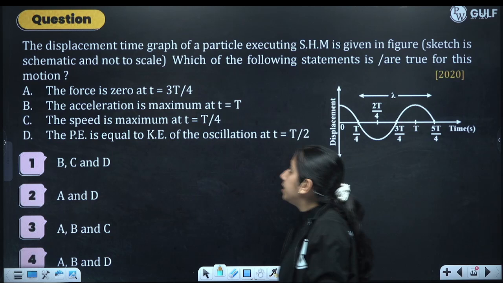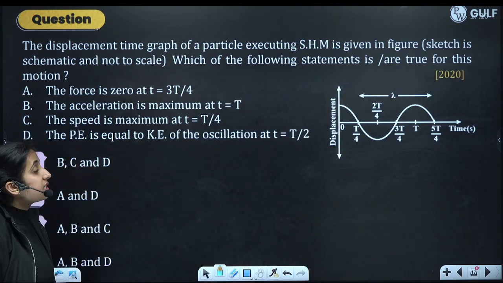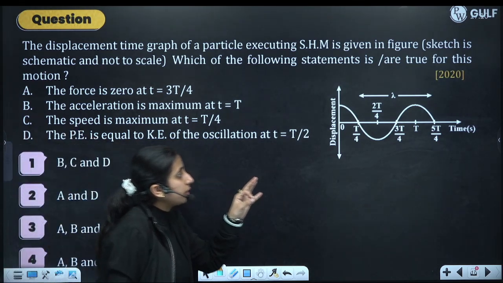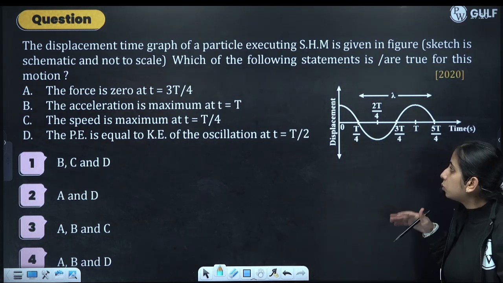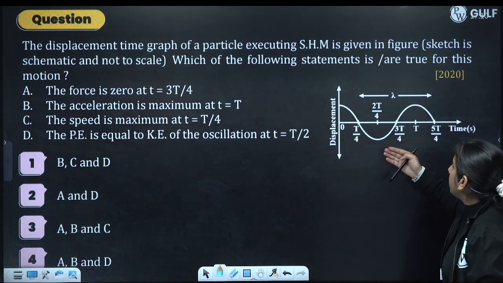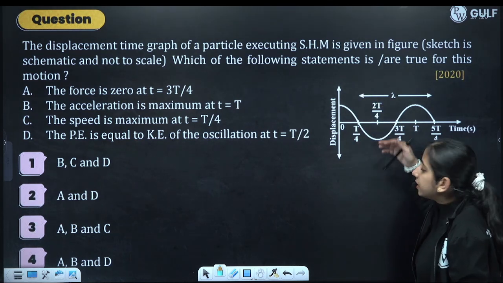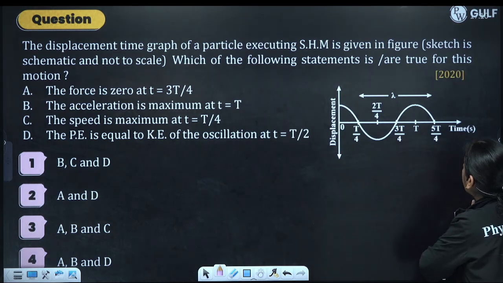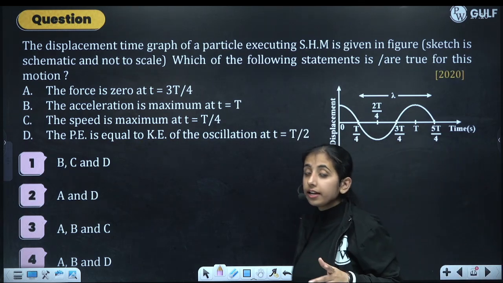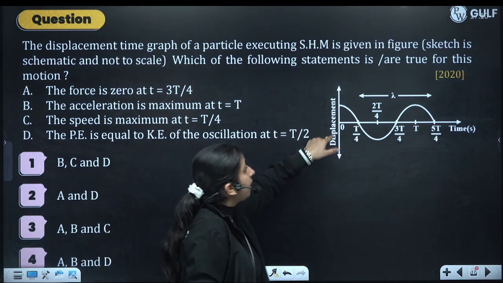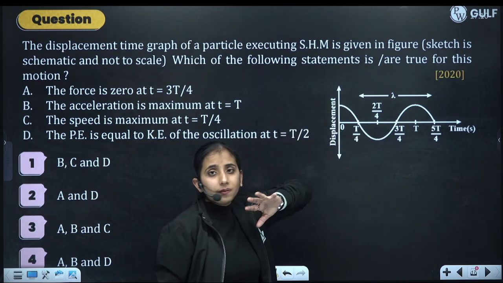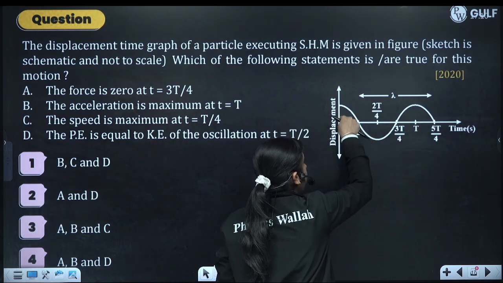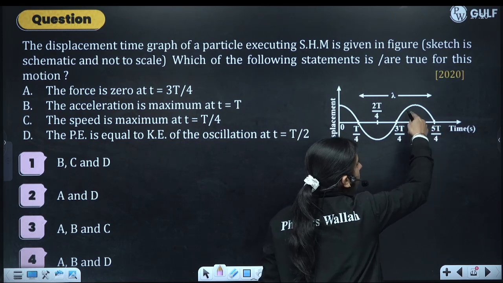See next question. The displacement time graph of a particle executing SHM is given in the figure. The sketch is schematic and not to scale. What does this mean? Displacement magnitude is not given, it is schematic. Which of the following statements are true for this motion? We are given times 0, T by 4, 2T by 4, 3T by 4, then T and 5T by 4.